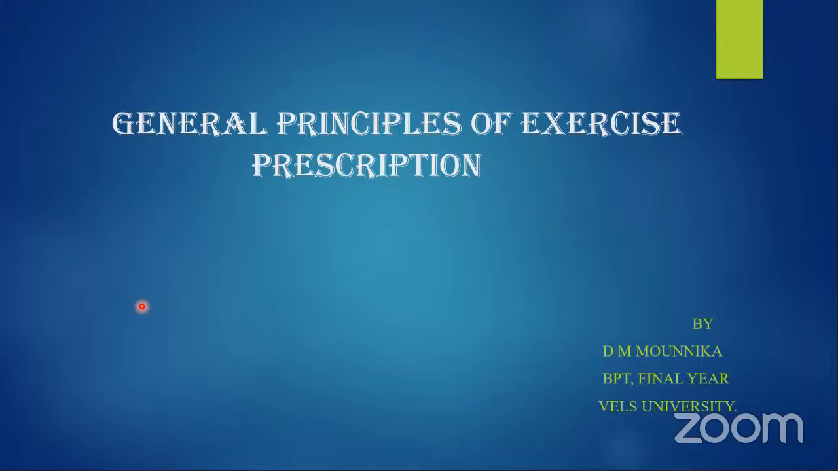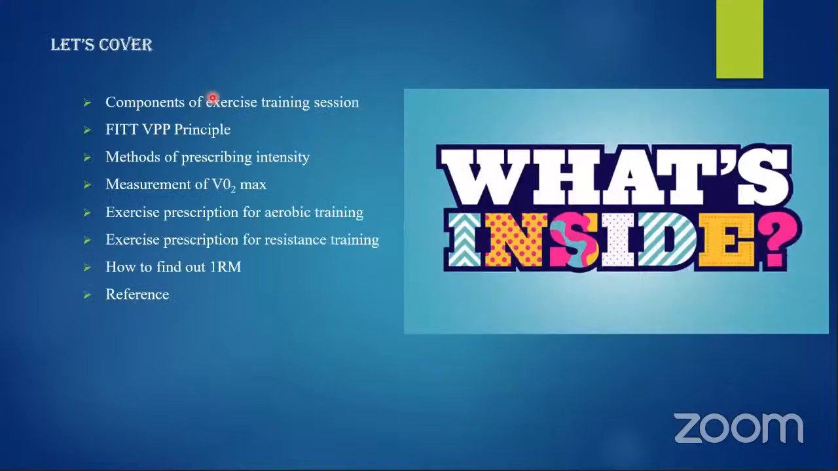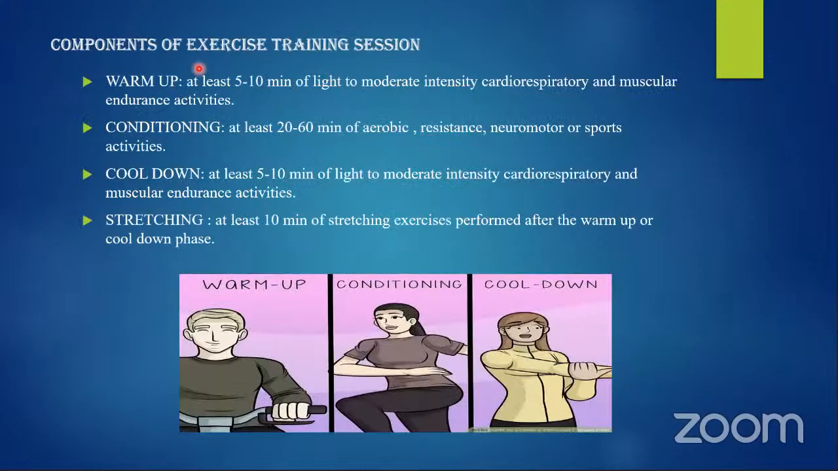We are going to cover the components of exercise training session, FITT VPP principle, methods of prescribing intensity, measurement of VO2 max, exercise prescription for aerobic training, exercise prescription for resistance training, how to find out 1RM, and finally my reference. So here comes the components of exercise training session. The essential components of exercise training session are warm-up, conditioning, and cool-down.